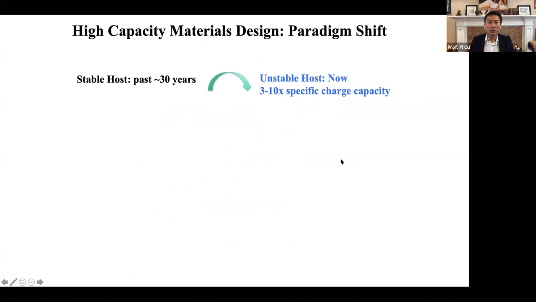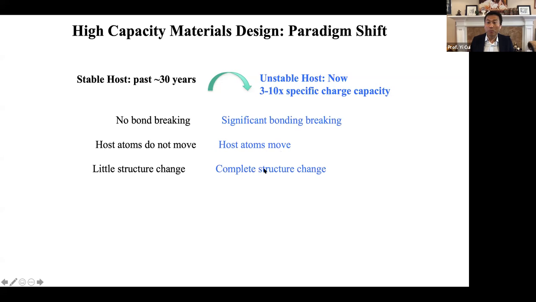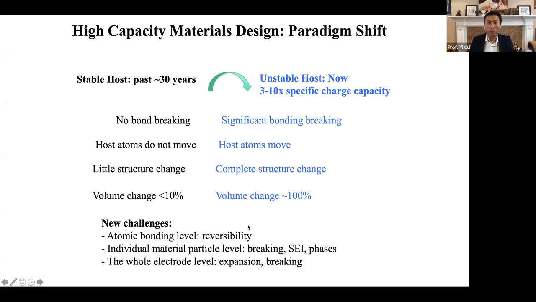So the past 30 years of commercialization of lithium ion batteries is built on the stable host. And what about the new materials coming in? You start to deal with chemical bond breaking, host atoms moving long distances, complete structure change, huge volume expansion of 10 times or more, and there will be a paradigm shift in the material design to handle all these problems. At the atomic scale, you care about reversibility. At the individual particle scale, you care about volume expansion of particles and their interface stability. Here, SEI is the solid electrolyte interphase. That's the interface between your particle and your organic electrolyte, and then the whole electrode level volume expansion and breaking.